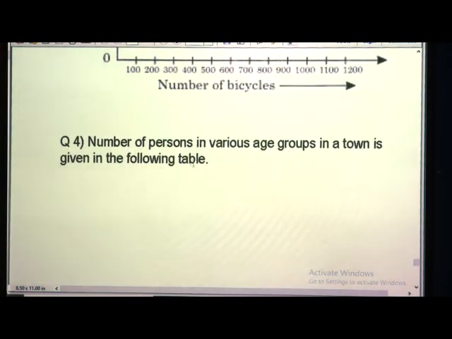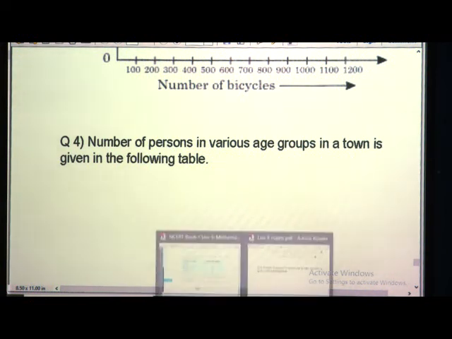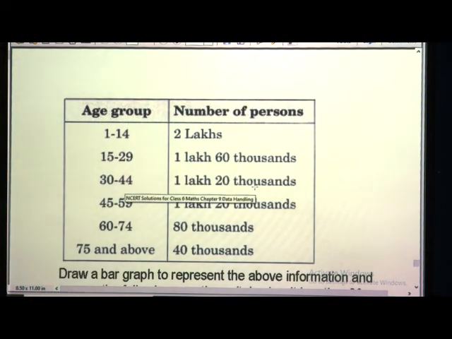Next question. The number of persons in various age groups in a town is given in the following table. The 1 to 14 age group has 2 lakh people. 15 to 29 age group, 1,60,000 people. 30 to 44 age group, 1,20,000 people. 45 to 59 age group, 1,20,000 people. 60 to 74 age group, 80,000 people, and 75 and above, 40,000.